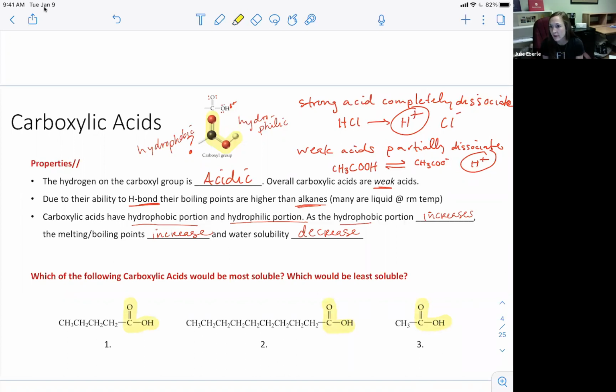On number 3, you only have a methyl group. On number 1, you have this butyl group. On number 2, it's like octanol or bigger. I haven't counted. So the length of the hydrocarbon portion. So what kind of intermolecular forces can you get? All of this, by the way, so this part is our nonpolar region, our hydrophobic portion.